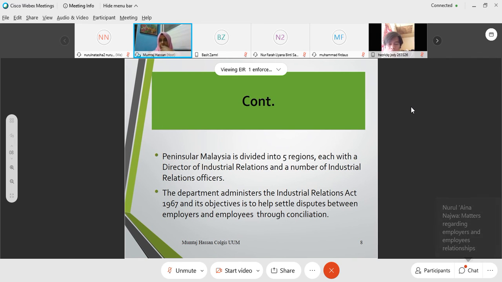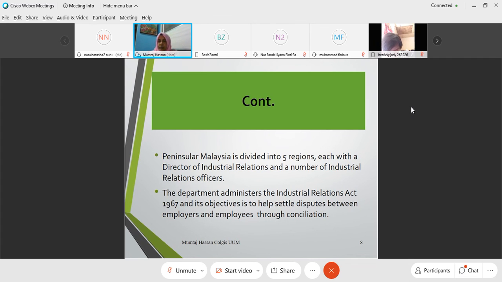Okay, matters regarding employee relationship. So you must be specific. You can give me an example. Maybe you can say that an employee has been dismissed by the employer. Then you go to this department. So you've been dismissed, that means dipecat, dibuang kerja, then you can go to the Industrial Relation Department. You do not go to the Labour Department. So you must know for which matter you are going to the Industrial Relation Department. Other than that, it would be disputes. If you got any disputes, you can also go to the Industrial Relation Department.